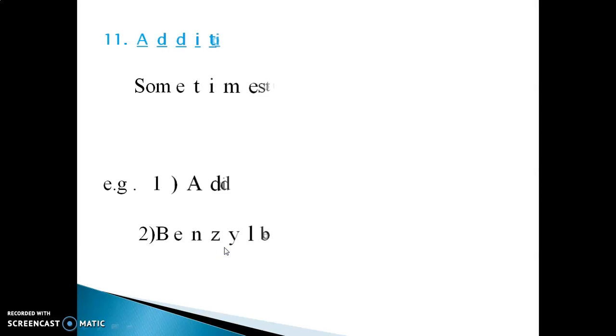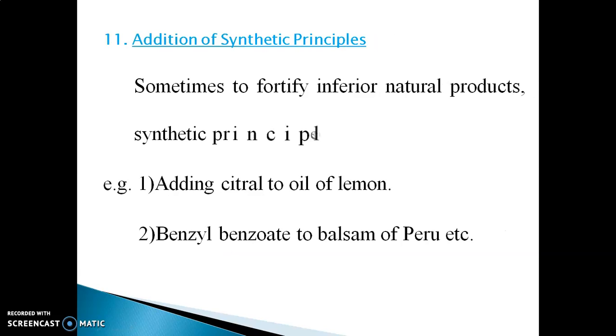And the 11th method of adulteration, that is addition of synthetic principles, where sometimes to fortify inferior natural products, synthetic principles are added. That means synthetic ones are used for an adulteration purpose, and these synthetic principles are having the better appearance as compared to the natural one. So these are commonly used as an adulterant, for example addition of citral in the lemon oil and benzyl benzoate to the balsam of Peru.